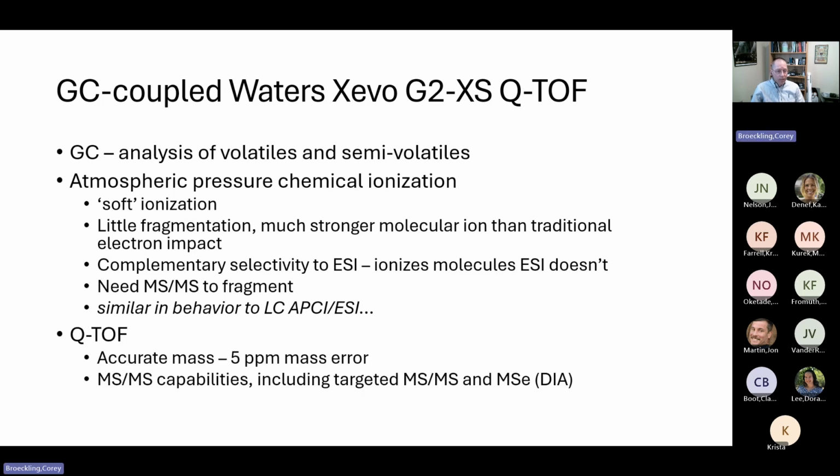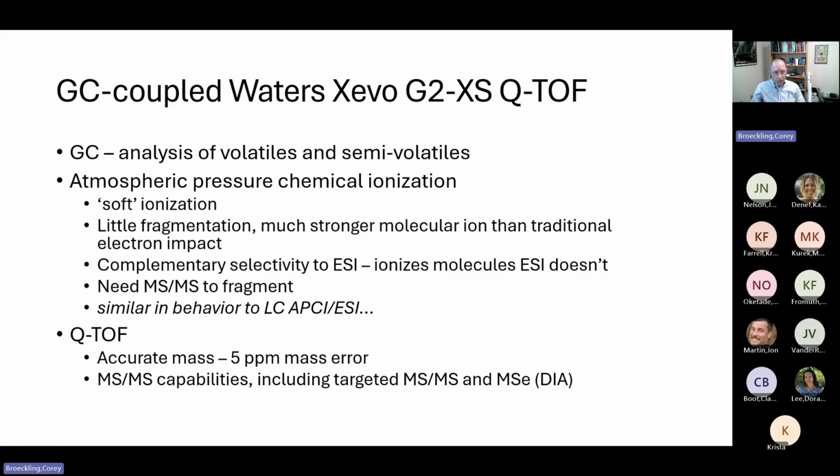Finally, the Q-TOF is an accurate mass instrument. So we have a quadrupole time of flight hybrid instrument, and this specs out at about 5 ppm mass error, which is quite good, particularly for small molecules. That's very good. When we're talking about gas chromatography compatible compounds, they tend to have relatively low molecular weights, which makes that 5 ppm really, really valuable.